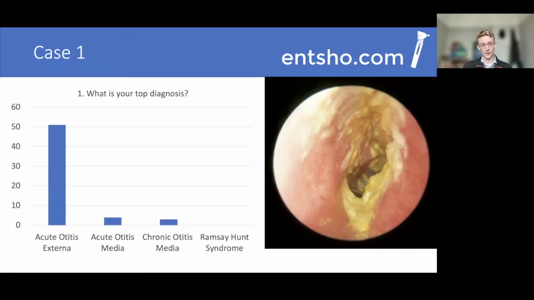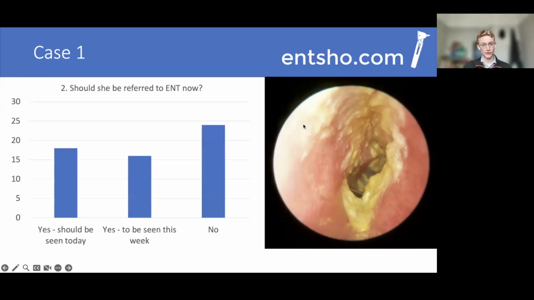Okay. So I can see most people have voted for acute otitis externa, which is absolutely correct. So you can see this inflamed, tender-looking canal with some discharge sloughing out, which, added in with the age of the patient, makes it the most likely diagnosis. So should she be referred to ENT now?